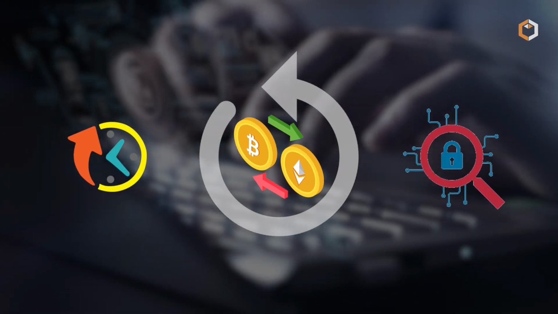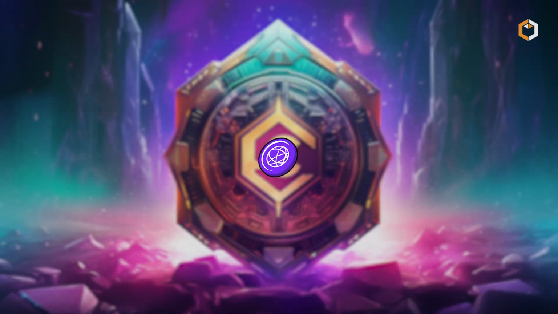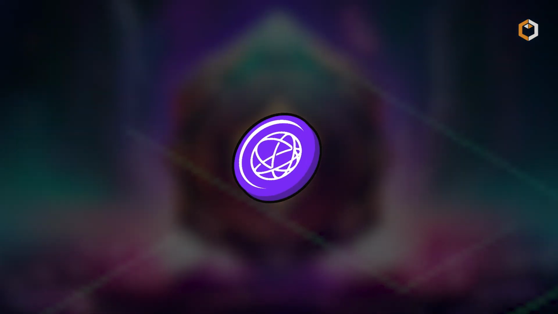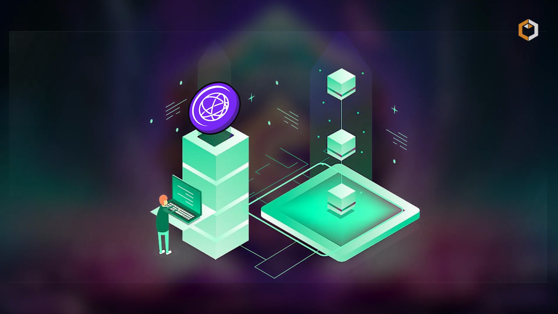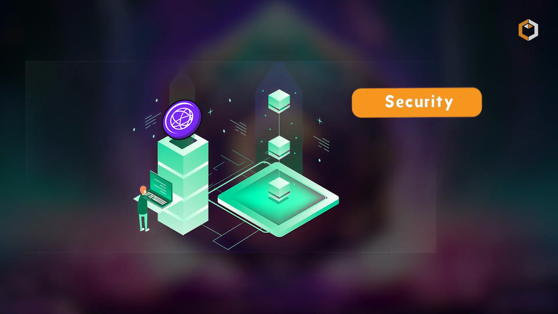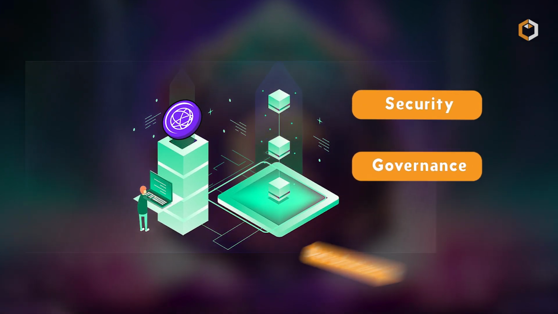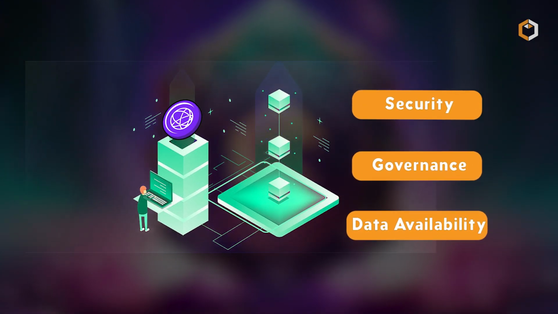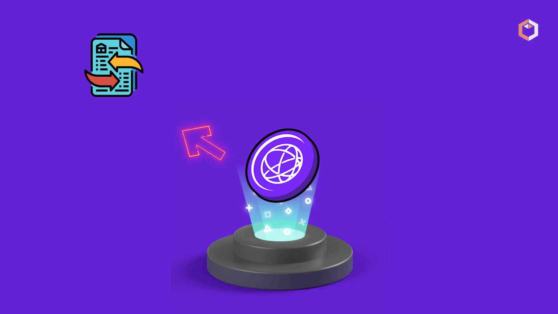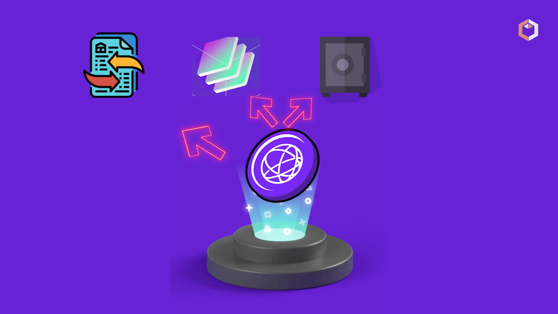The TIA token powers Celestia's ecosystem, supporting network security and governance and incentivizing data availability. It facilitates transactions, bootstraps new rollups, and enables proof-of-stake consensus and decentralized governance.